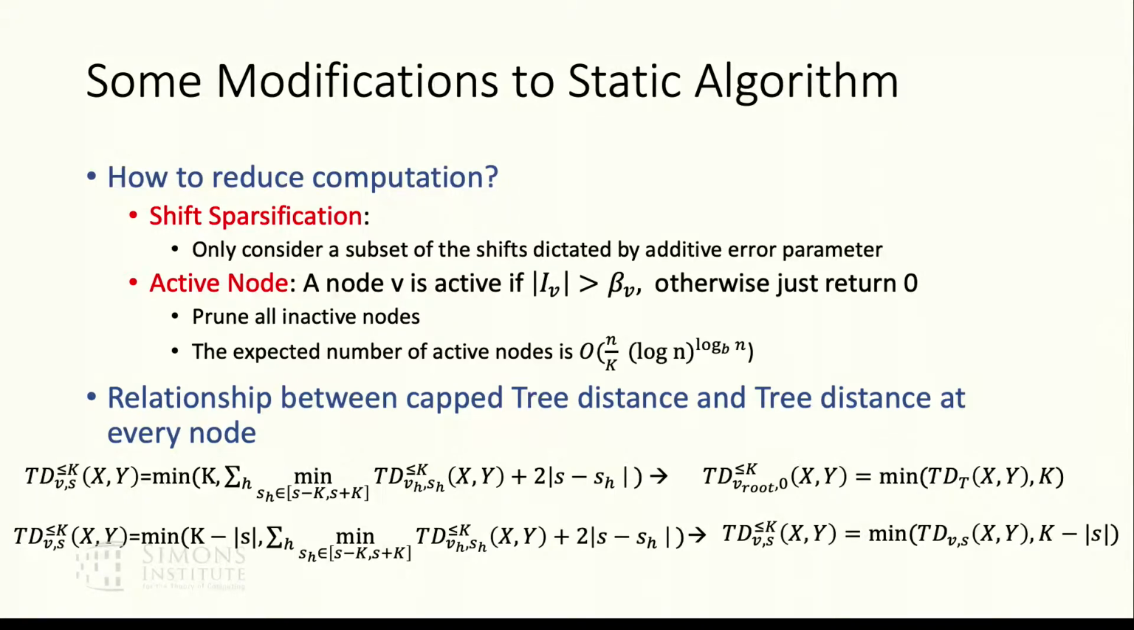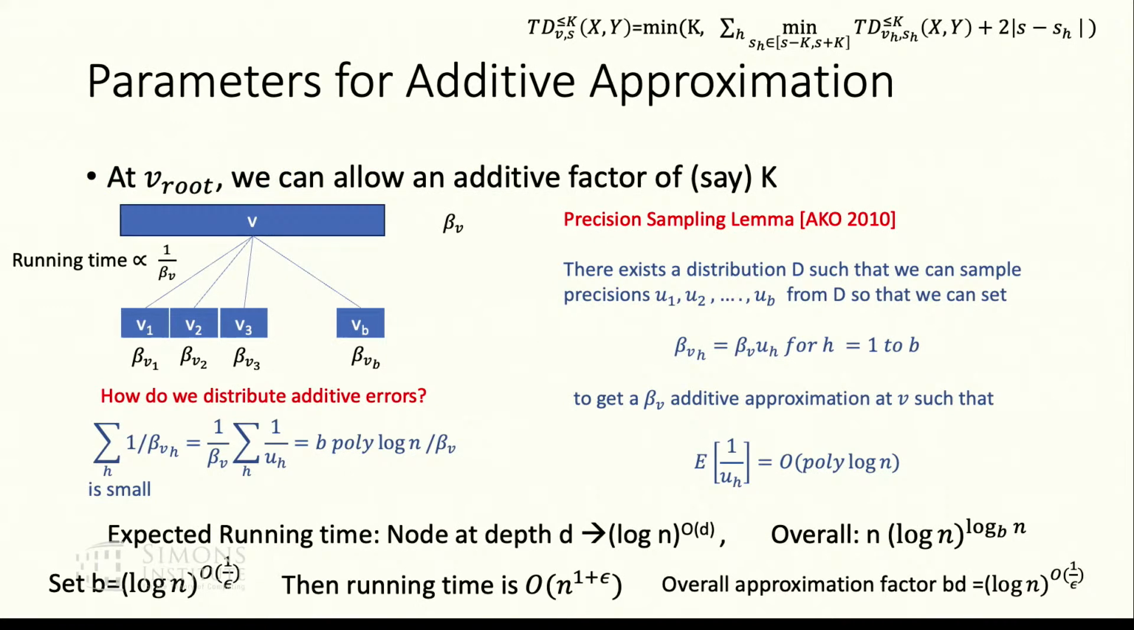And what we can show is that the expected number of active nodes is actually n over capital K, this polynomial factor. So if you had just considered active nodes, forget our shift sparsification. If I had shown you the analysis based on just these active nodes, I will just do my computation only on active nodes. I will prune the inactive nodes, and I will consider all possible shifts. Now, all possible shifts are capital K. Then I would actually still have got the same running time as we got here.